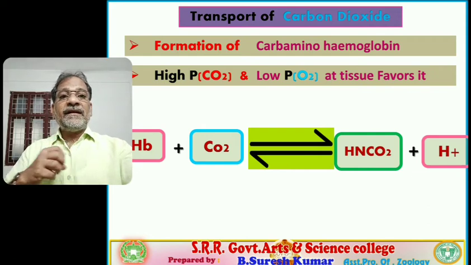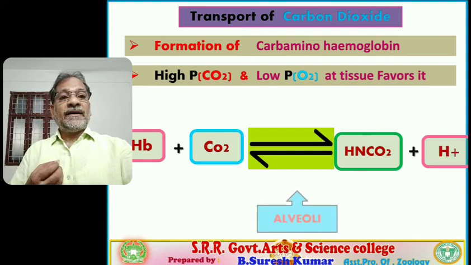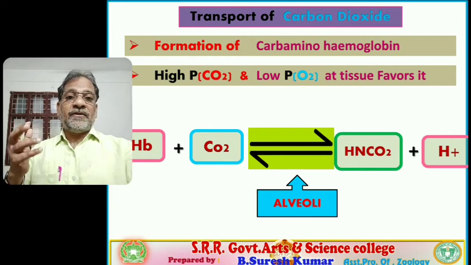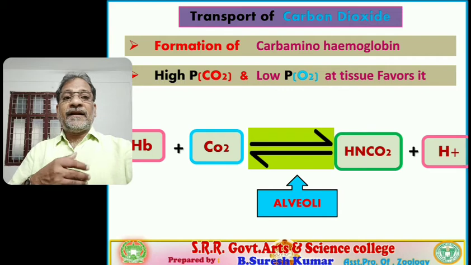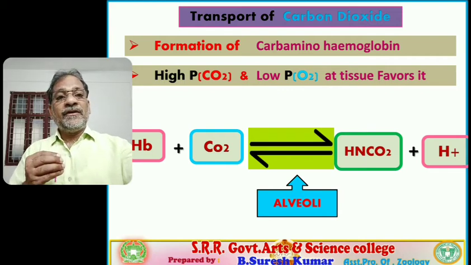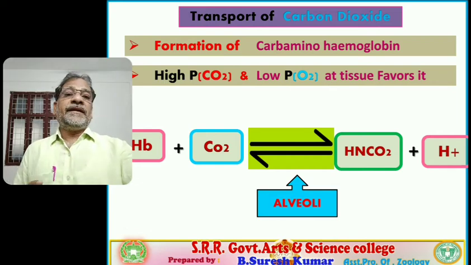It immediately dissociates when the oxygen partial pressure is more. So, if we observe the same carbaminohemoglobin compound at the alveoli, what happens? There the oxygen partial pressure is more. That's why it receives oxygen and releases the carbon dioxide. How is it possible? The carbaminohemoglobin breaks down and gives rise again to carbon dioxide and Hb.